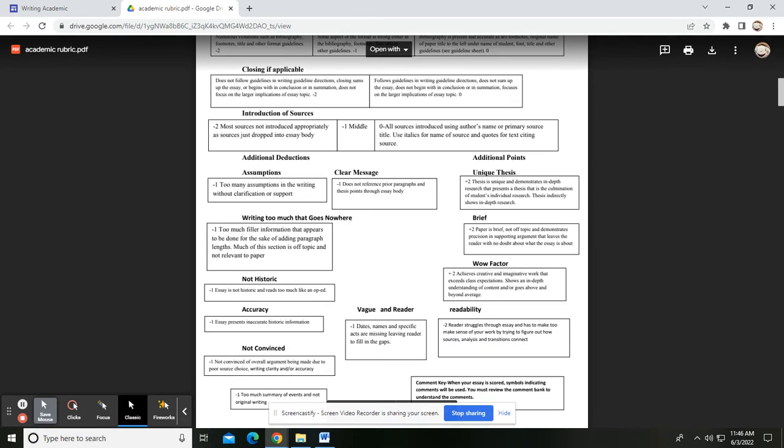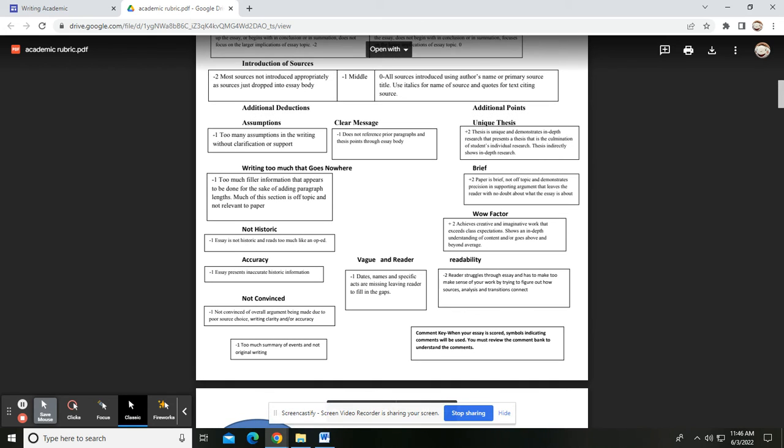Down here, you see some additional deductions, and they're pretty straightforward and self-explanatory. You don't want to have too much filler information. Often students will write about stuff that just seems to be unrelated to your topic. Again, if you're writing about cats and you're up here talking about hamsters, that's a problem. Or you're talking about the assassination of Ferdinand, yet you're spending too much time up here talking about World War II and things that are just unrelated. Make sure you are historic. Do not write like an op-ed. This is not your opinion. You need to stick to the facts.